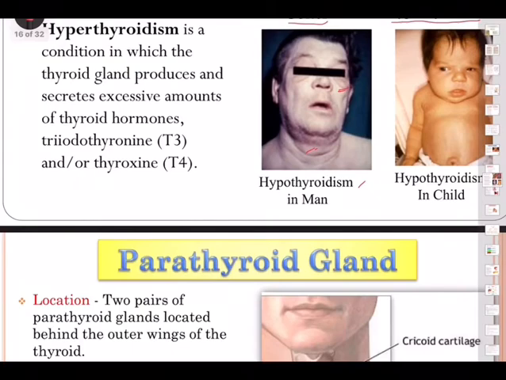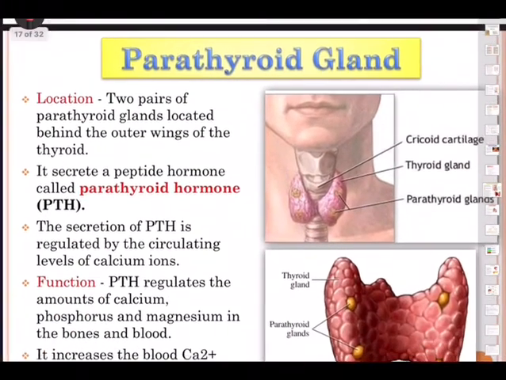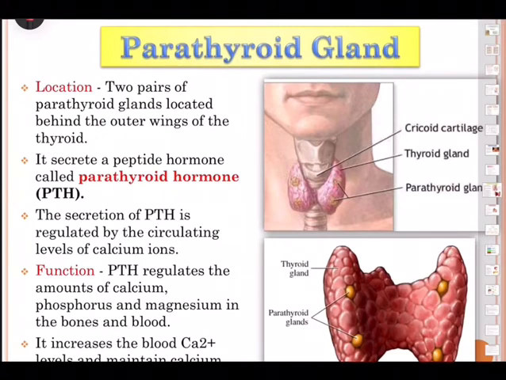Further, the parathyroid glands are associated with the thyroid gland. We see these yellow dots, parathyroid glands, 1, 2, 3, 4. Where are they located? Two pairs, 2 into 2, four parathyroid glands are located behind the outer wings of the thyroid. Here you can see the outer wings of the thyroid. It secretes a peptide hormone called parathyroid hormone, PTH. The secretion of PTH is regulated by the circulating levels of calcium ions, Ca2+.